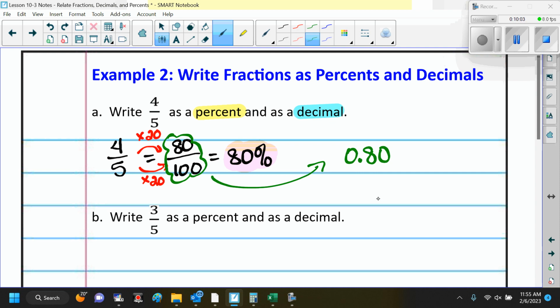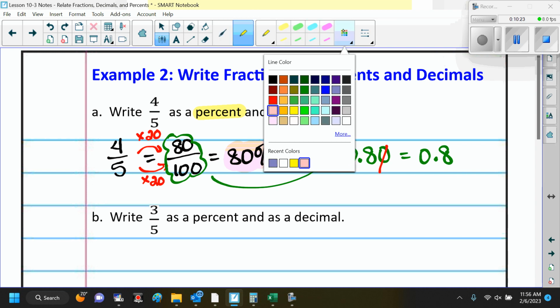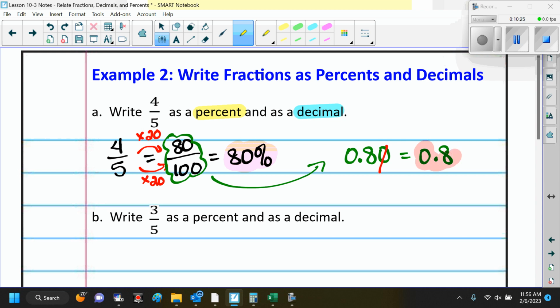So my next question was, do I need that trailing zero? No. And so we're going to write 0.8. So 4/5 would be 8/10 as a decimal. Is everybody clear? Okay. So again, you guys, I didn't want to skip any steps.